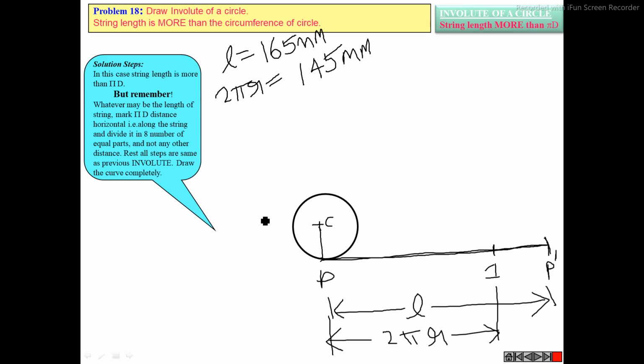Point P dash. But in the last case, 1 and P dash were the same. In this case, the length of the line is somewhat extra. How much extra length which you cannot wrap? 1 P dash is that extra length which you cannot wrap. But while wrapping it, you take one end point of the thread and start wrapping it over the circle. So your involute will start from point P dash, not from point 1. Correct?